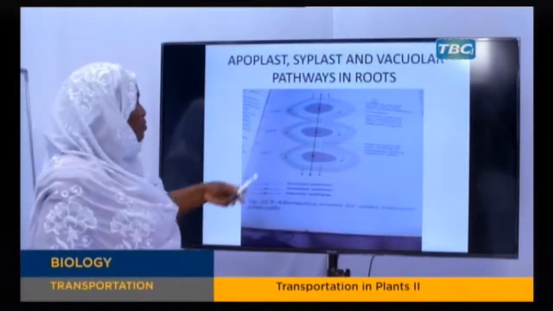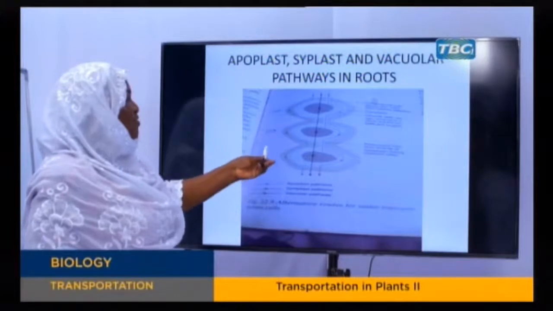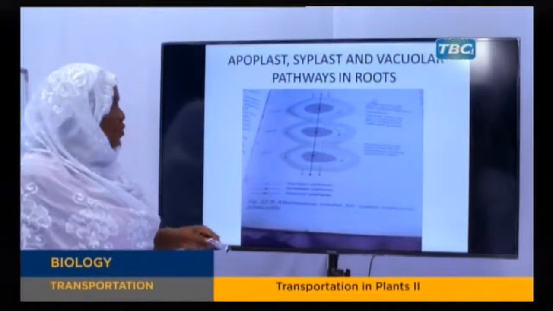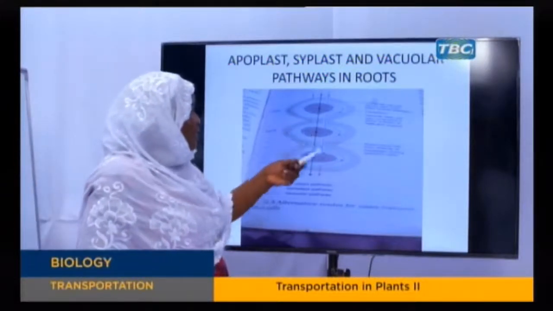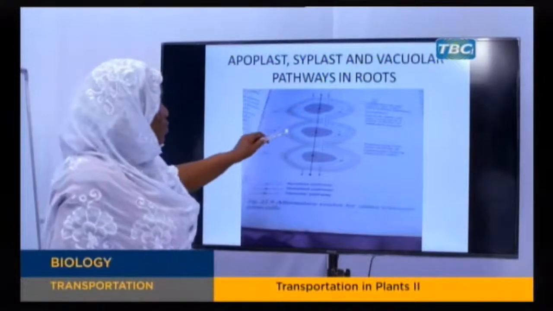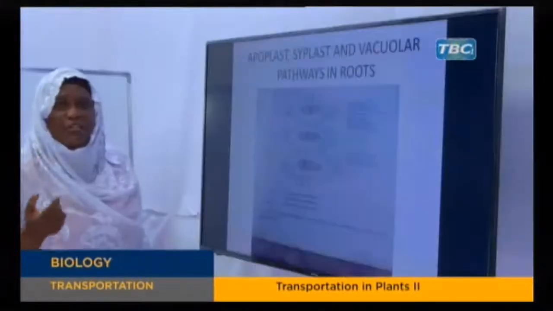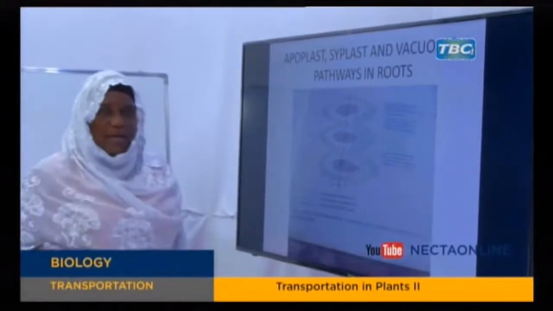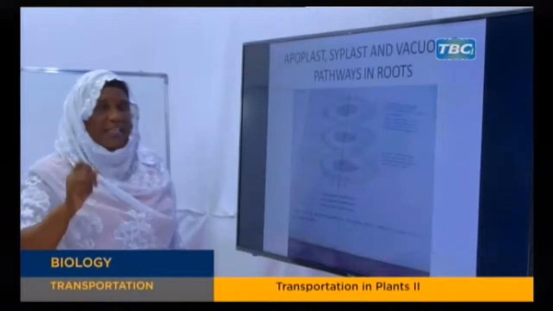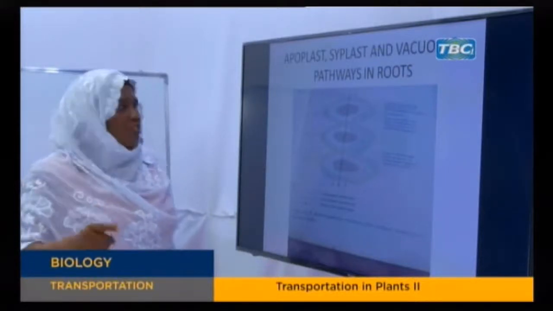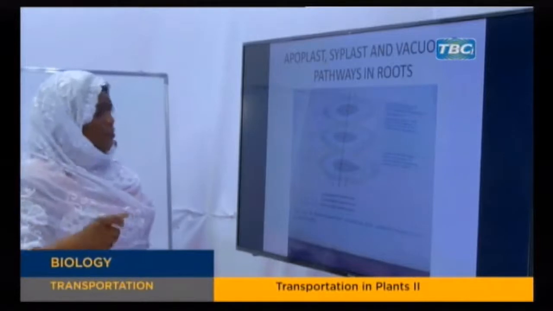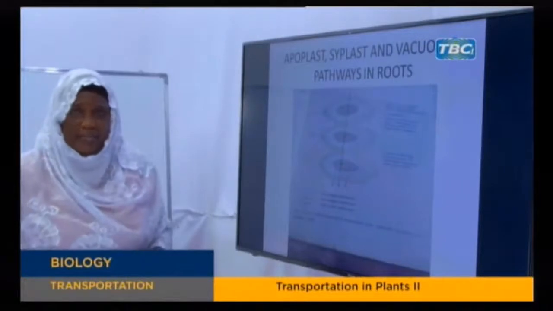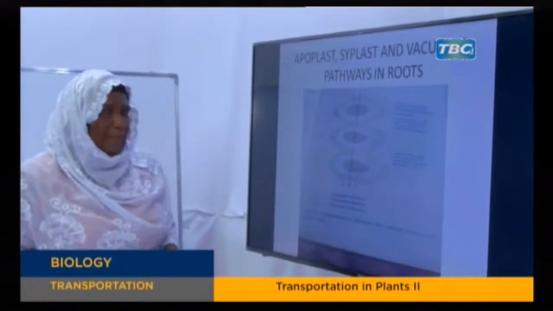But in this diagram, the Casparian strips have not been indicated. The reason is that the names given here are only A, B, and C. But always remember that when water passes through the cell wall and reaches the endodermal cell wall, there are Casparian strips made up of suberin. It acts as waterproofing and forces water, which moves through the cell walls, to enter the protoplasm of the cell. I think you have understood.